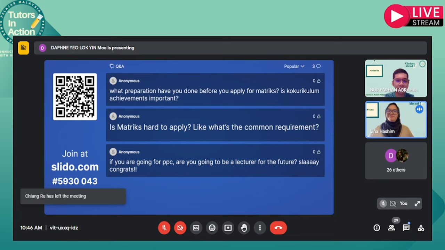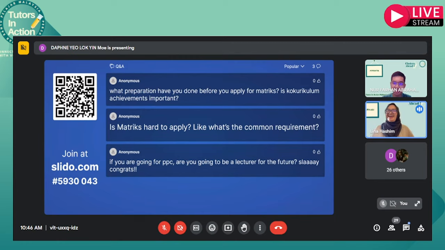You just apply for it, just like you apply for UPU. But matrix, there is this controversial thing where walaupun you punya SPM dapat 7As or 8As, you might not get accepted into matriculation. Even if you get straight A+, you might not get accepted into matriculation. It just goes random.